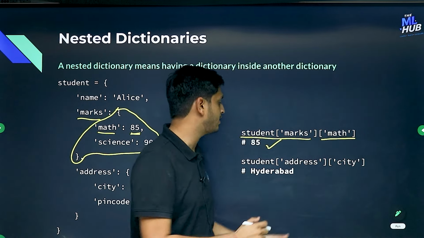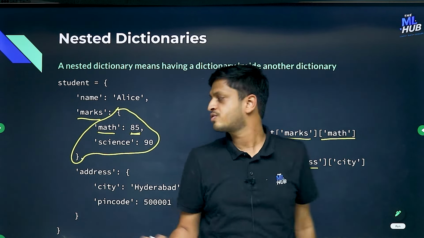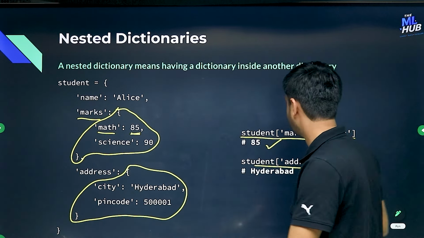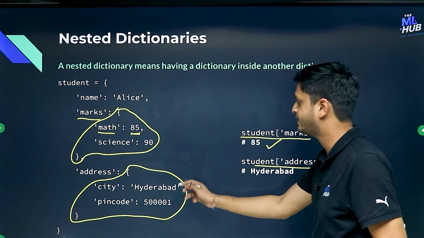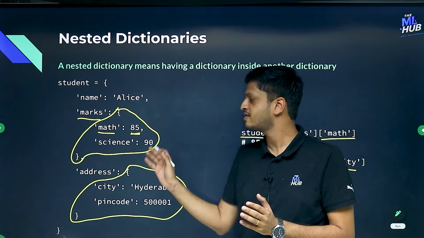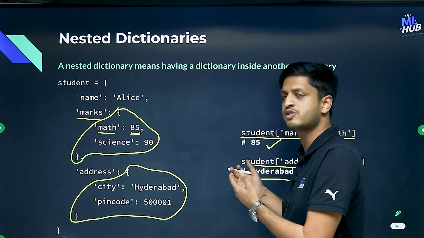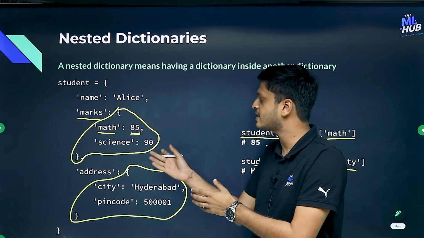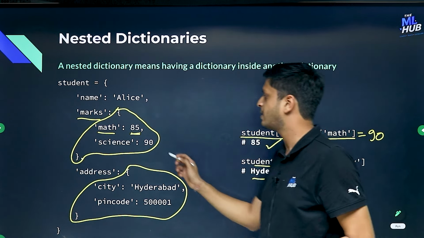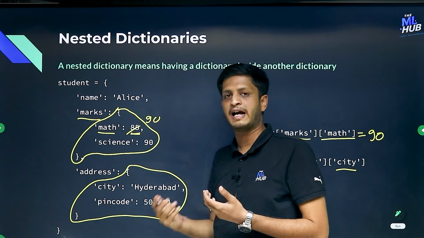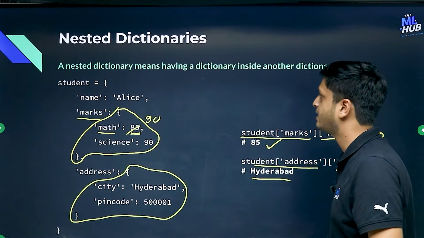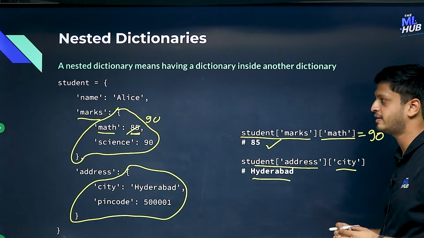Now student address city, what is student address? Student address is this dictionary, right? And inside that we are saying what is the city, so the city is Hyderabad, so Hyderabad will be the answer. So this is how you can access nested dictionaries, a dictionary inside dictionary. And even you can change elements if you want. Since dictionaries are mutable, dictionaries inside them are also mutable. If you want to change the value, you can change the value to 90. Then this value will become 90 now, like that. So you can add elements inside the dictionaries. All the functions will work exactly the same. And this is how nested dictionaries work in Python.